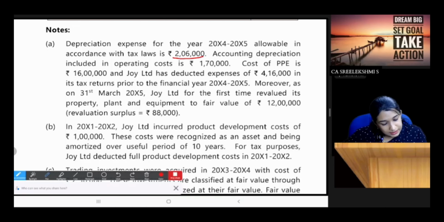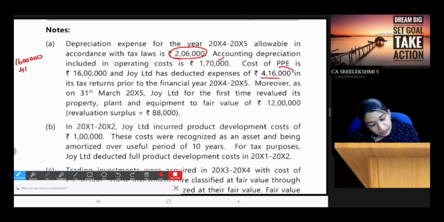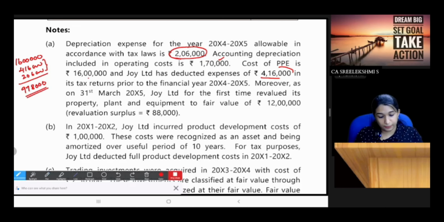Depreciation expense allowable is 2,06,000. Accounting depreciation included in operating cost is 1,70,000. Cost of PPE is 16 lakhs. Joy Limited has deducted expenses of 4,16,000 in the previous years, and current year expense deducted is 2,06,000. So 16 lakhs minus 4,16,000 minus 2,06,000 gives 9,78,000, the tax base amount deductible in future.